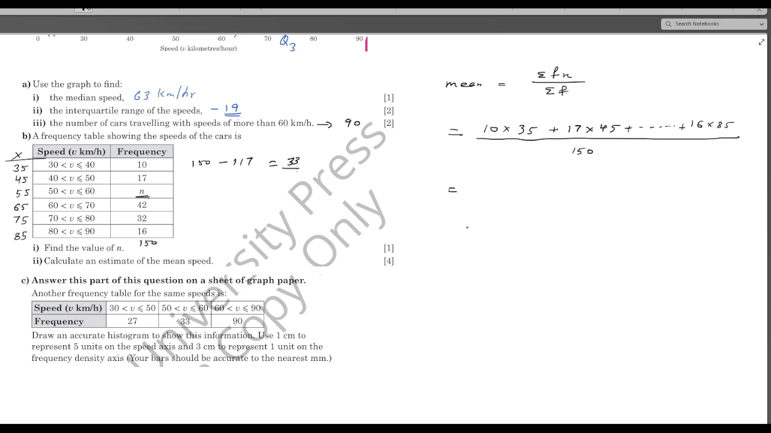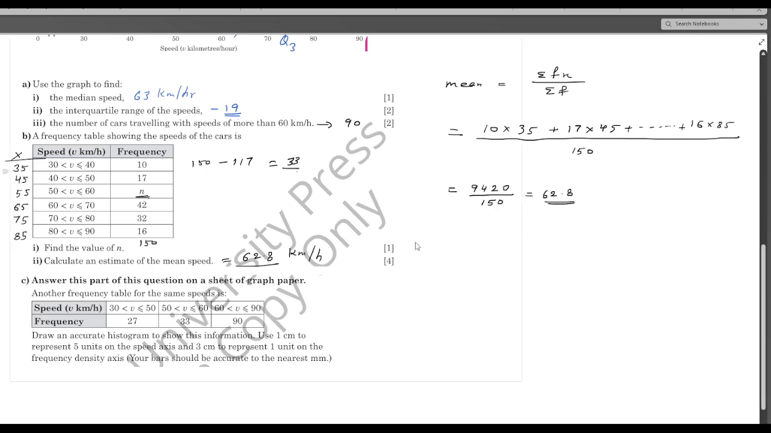That is 9420. So this is 9420 divided by 150. If I do that, I get 62.8. So the estimate of the mean speed is 62.8 kilometers per hour.